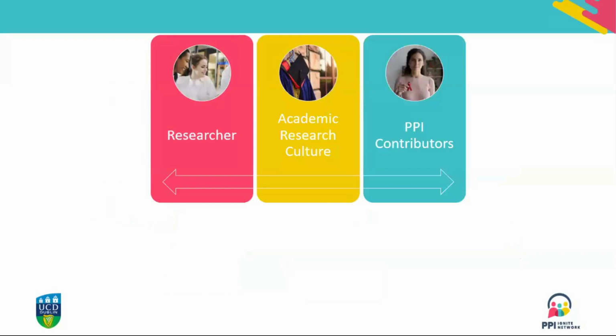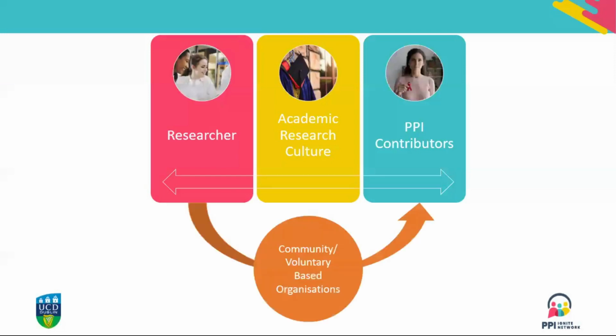If anybody has seen a presentation from me before, what I typically present is a slide like this. And I say my role in the PPI Ignite Network is I work on building capacity on 3 levels. I work on building capacity within our researchers, for our PPI contributors, and for the academic research culture and the research institute itself. But of course, in reality, for our researchers to work with our PPI contributors, we often go via our community and voluntary-based organizations who we often work with.